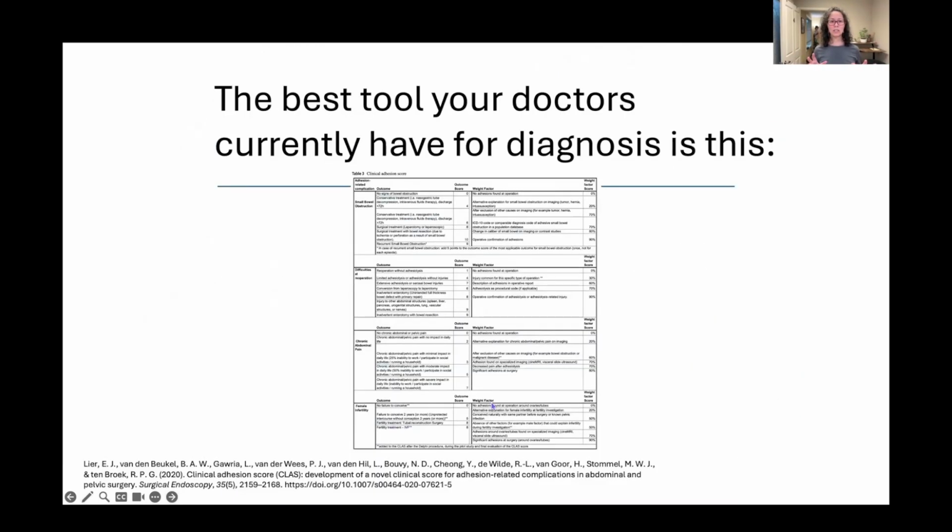This CLAS tool, Clinical Adhesion Score tool, is probably the most straightforward tool that we have at this point. But I do want to point out this is not fully validated yet, but it does include all of the things that I just talked about.